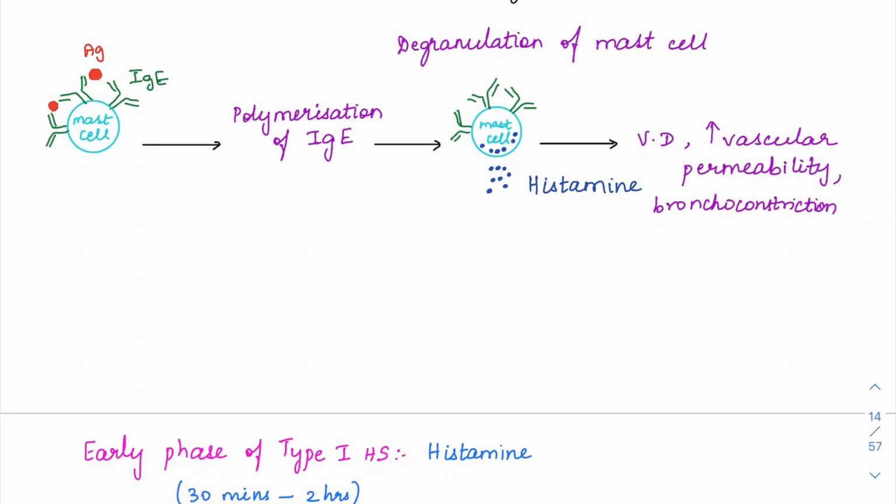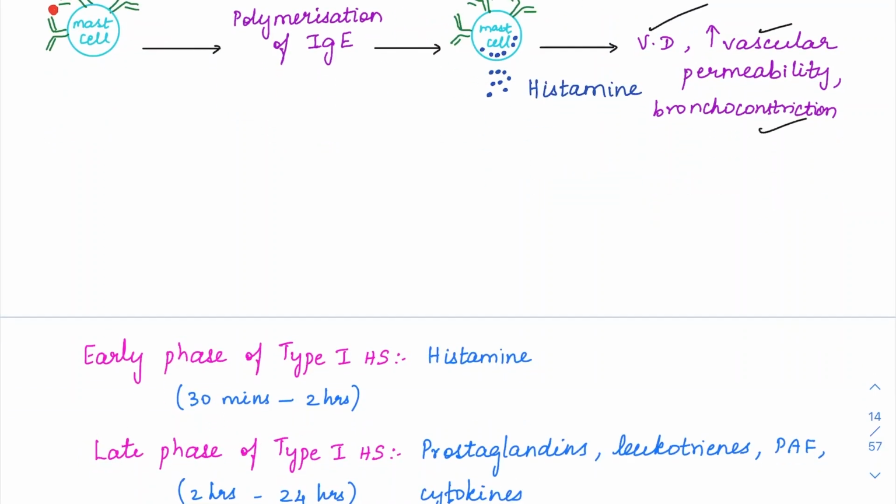Apart from that, other newly synthesized inflammatory mediators as well. We had studied about the various inflammatory mediators, right? So histamine and serotonin were the main ones, which are going to cause the immediate type of reaction, which is vascular events like vasodilatation, increased vascular permeability and bronchoconstriction. So all of this immediate reaction is going to be mediated by this histamine, while later on it is going to produce newly synthesized mediators, while histamine was a preformed mediator, right?